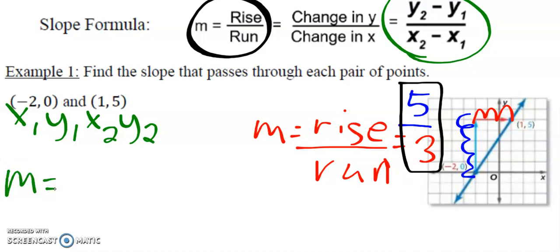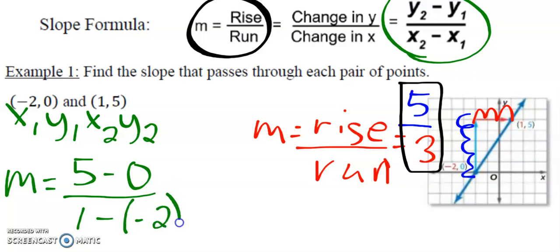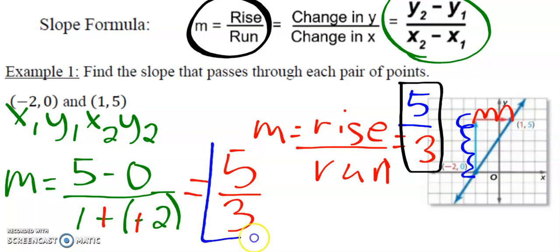M equals, starts with y2. y2 is 5. 5 minus, then I'm going to go to y1. y1 is 0, divided by x2, 1, minus x1, -2. Yes, you have to write the minus and negative. 5 minus 0 is 5 divided by, we have to keep, change, change. 1 plus 2 is 3. Same answer using different methods. 5 over 3 is our rise over run. Pause the video and write this down in your notes.